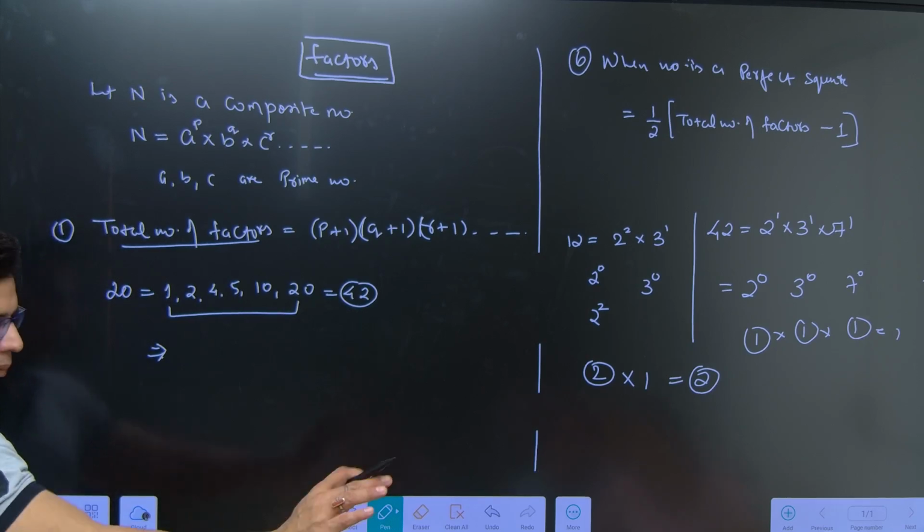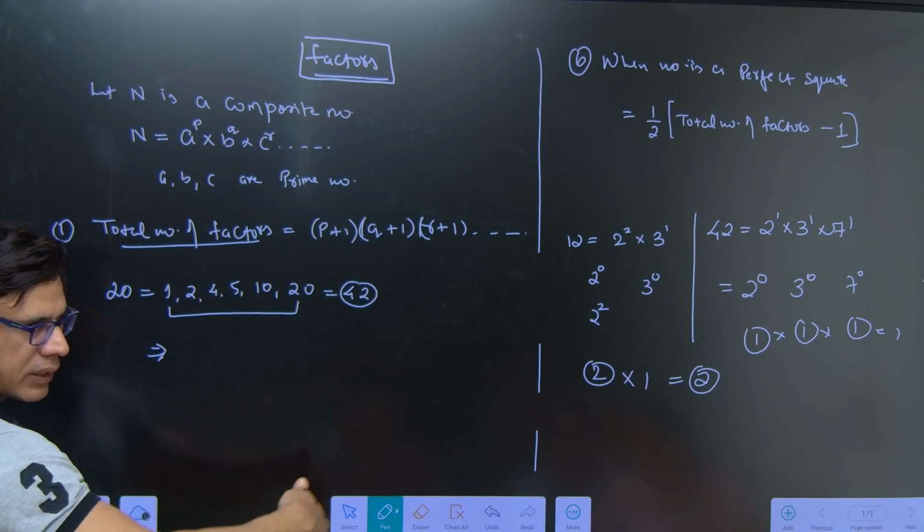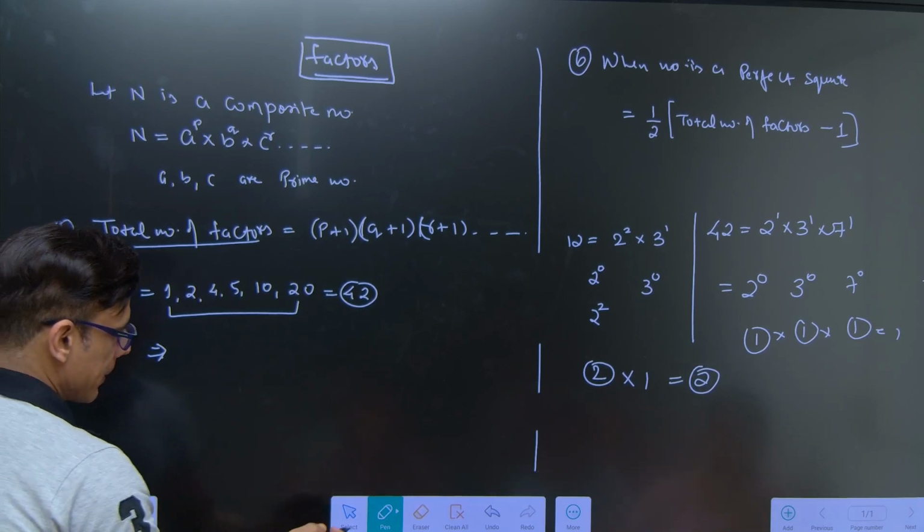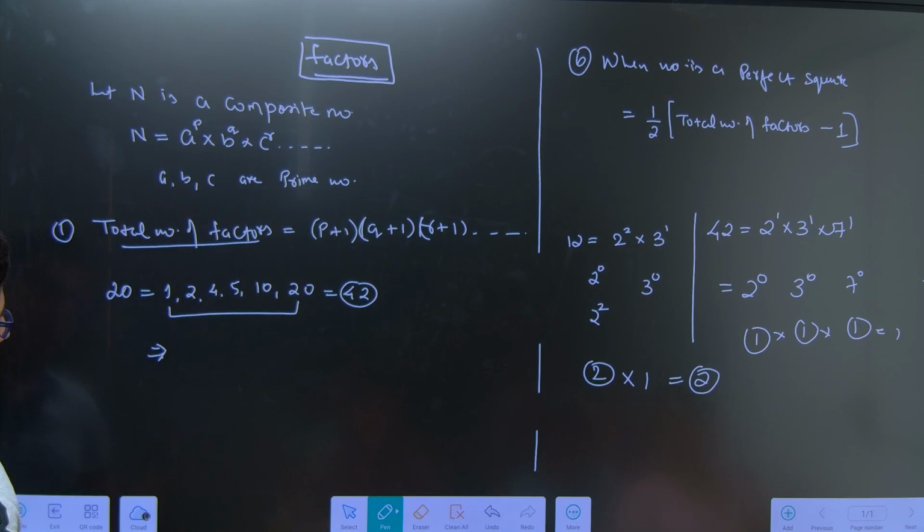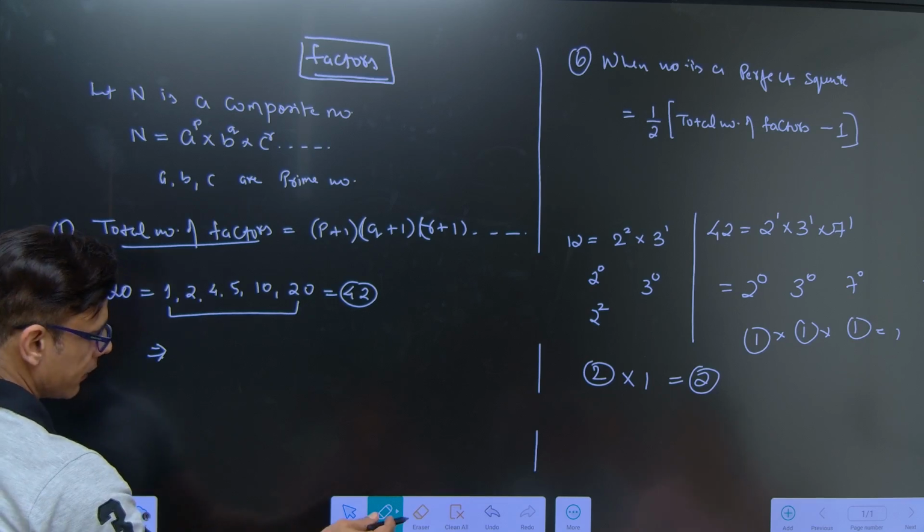So if I have large numbers, again I cannot go and write the factors and then find their sum. So how to find out sum of factors? For that, there's one formula which we have to remember. I'll take it off.